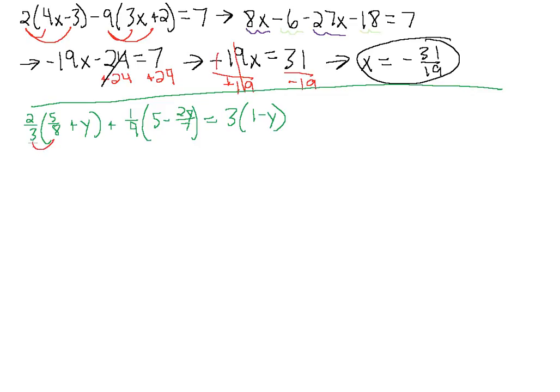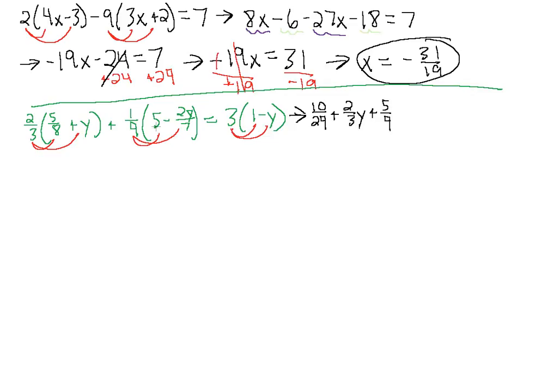This 2/3 is going to multiply here and here. 1/4 is going to multiply here and here. And 3 is going to multiply here and here. Okay, so let's do this. We have 2/3 times 5/8, which is 10 over 24. Then we have 2/3 times a positive y, which is a 2/3 y. We have a 1/4 times 5, which is simply 5/4.